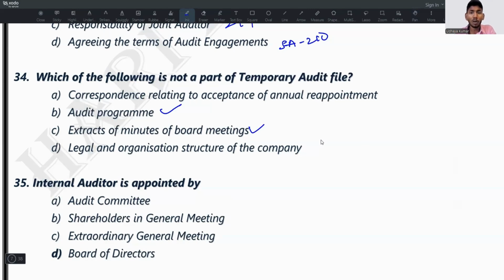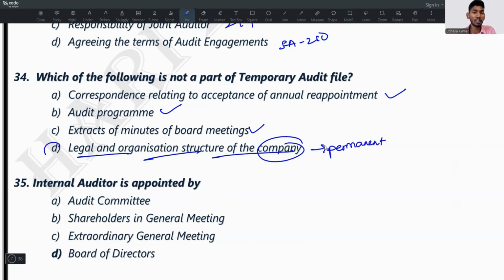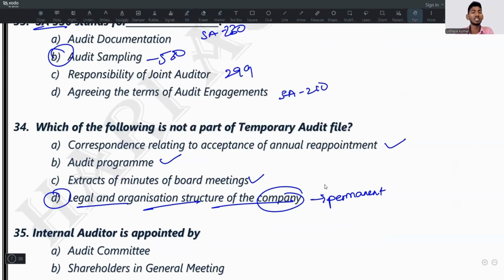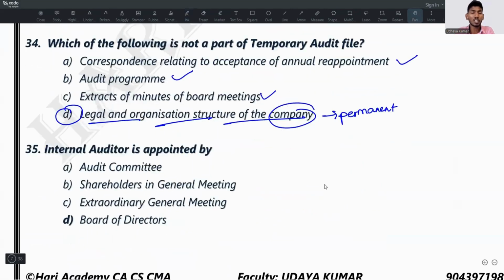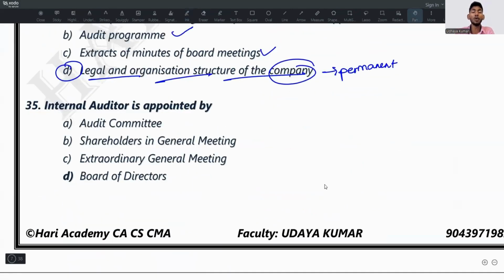Temporary audit file. Correspondence relating to acceptance of annual reappointment comes under what? Temporary audit file. But legal and organizational structure of the company comes under what? Permanent. So it does not come under temporary audit file. So the right answer is legal and organization structure of the company. So the next question, which is internal auditor is appointed by whom?